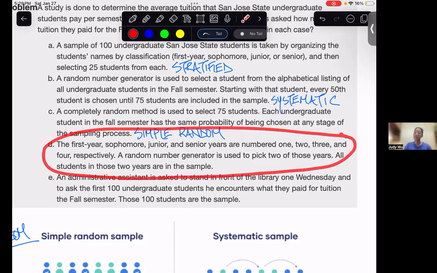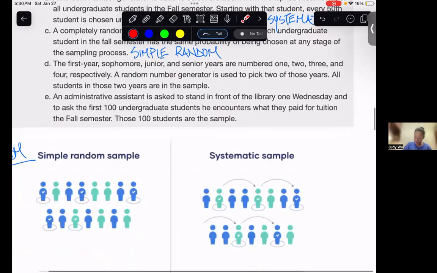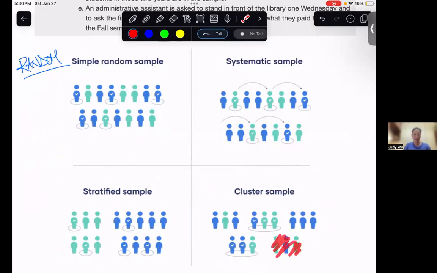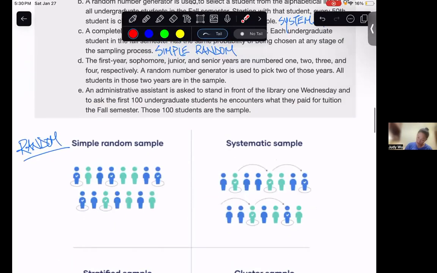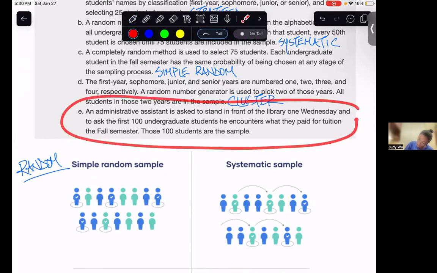So the first year, sophomore, junior, and senior years are numbered 1, 2, 3, and 4, and a random number generator is used to pick 2 of those years. All students in those 2 years are in the sample. And so if we look back down at our picture, that might remind us of our cluster sample, right? So we don't have a 5th one because we don't have a 5th year group of students, but we do have freshmen, sophomores, juniors, seniors, and we just picked 2 of those 4 groups. All right, so we've got cluster sampling for D, and let's take a look at this last one, E.